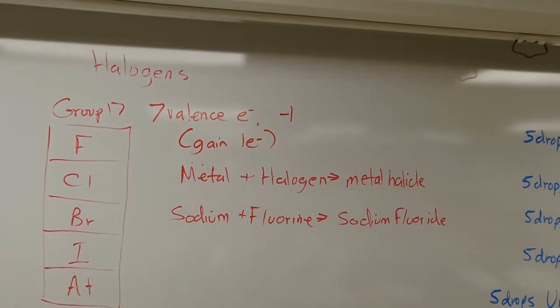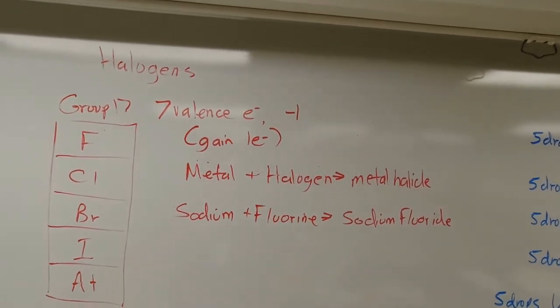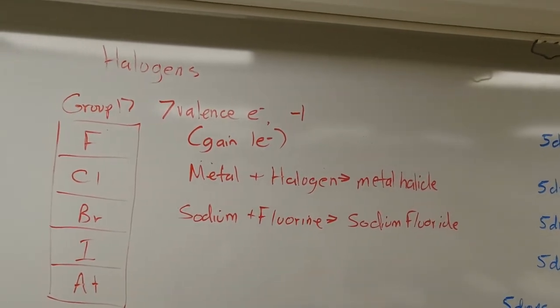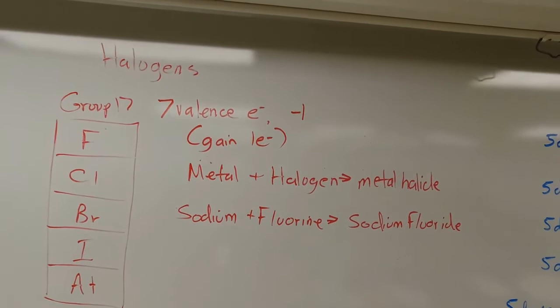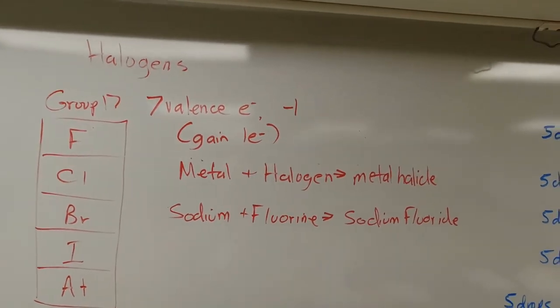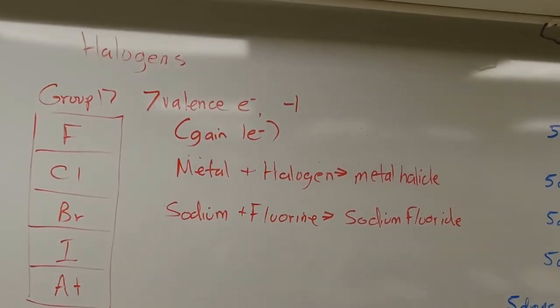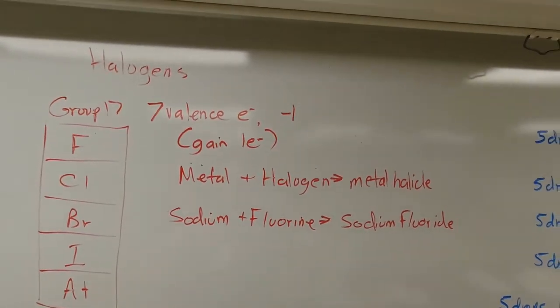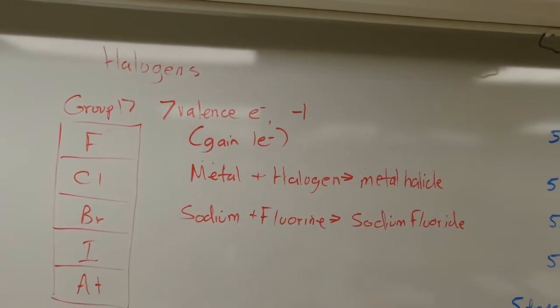How does it get to be a halide? Why is this called halides? Metals tend to lose electrons. Non-metals tend to gain electrons. Well, halogen, being a non-metal, wants one more electron really bad. So if we hook it up with a metal, the metal's going to lose electrons, the halogen's going to gain an electron, and therefore it's called a metal halide. That's the way we name things in chemistry.